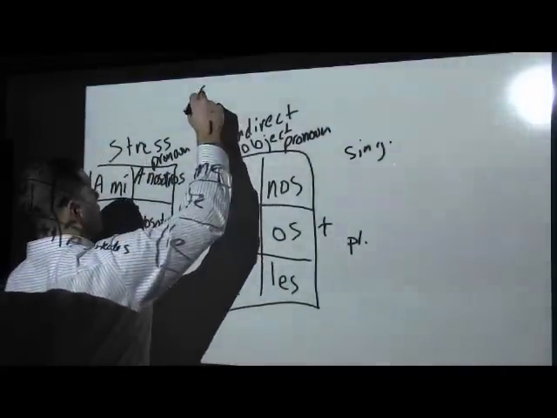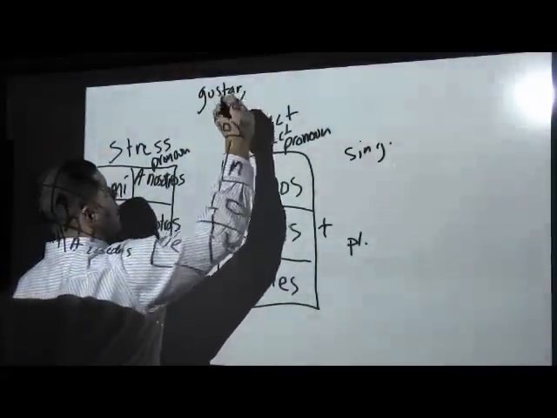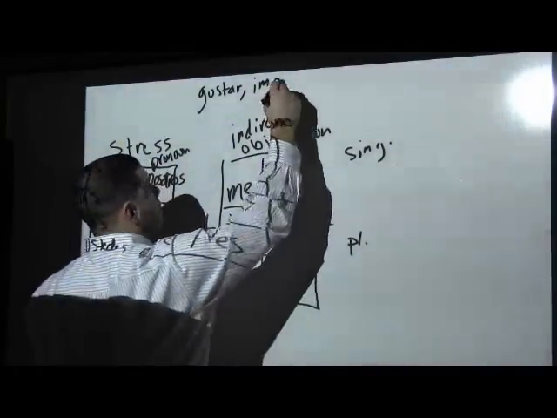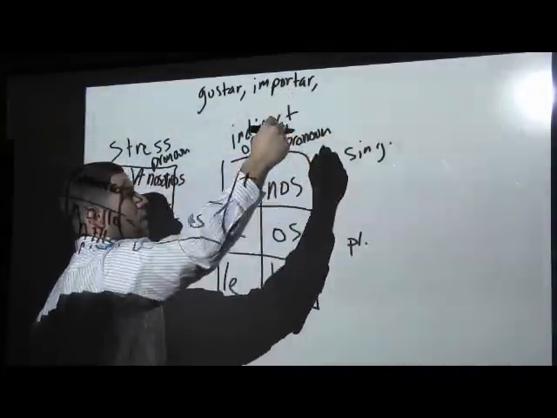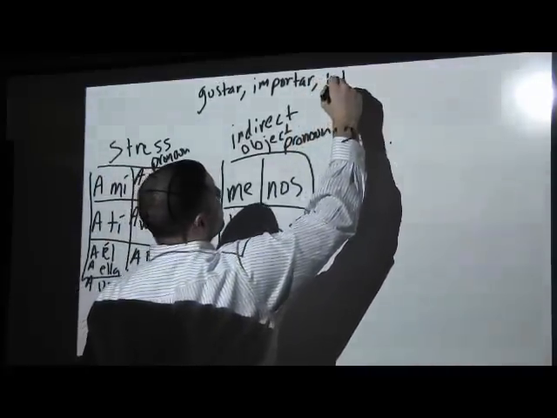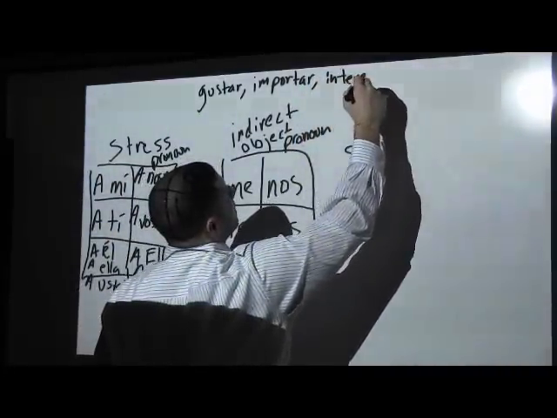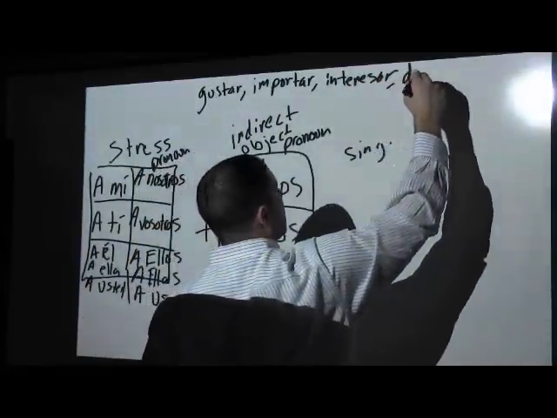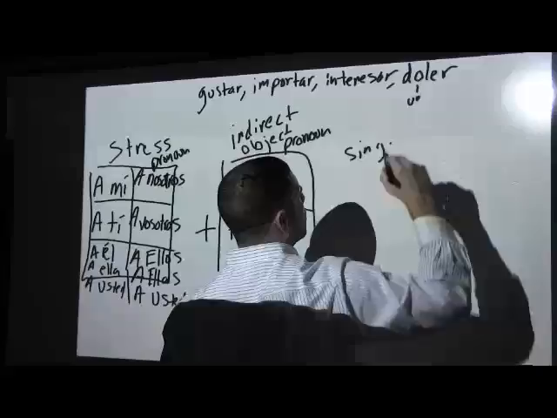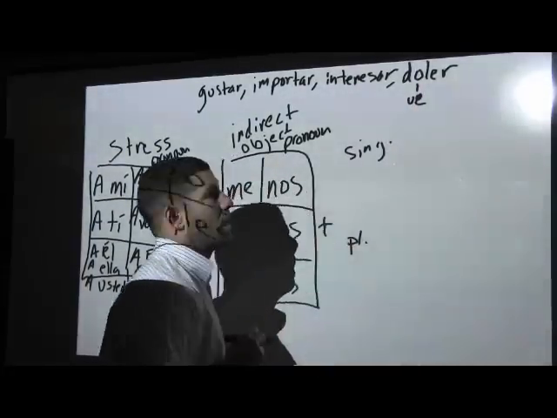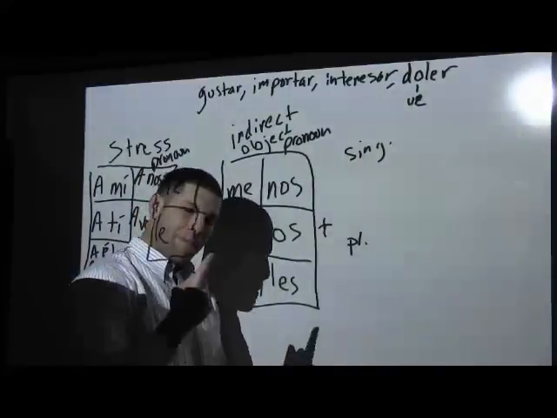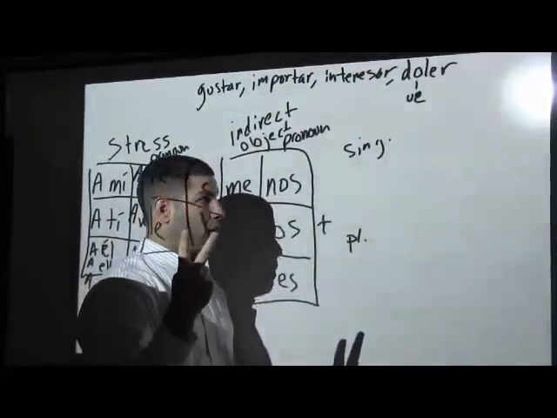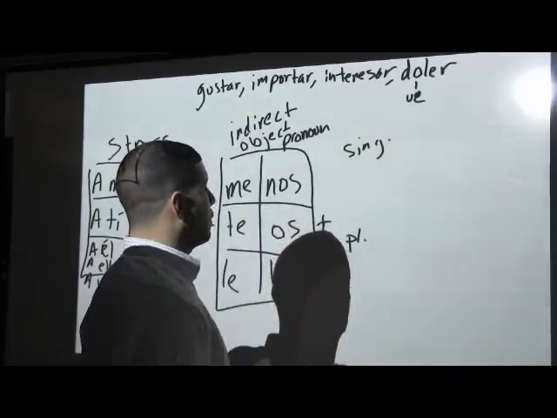Other verbs like gustar, you got importar, which is to be important. So baseball is important to me. It's a cognate. Interesar is to be interesting. Doler, to be painful, is actually a boot verb also. We have another video on boot verbs if you want to check that out. So, say, a mí me duele el dedo. A mí me duelen los dedos. You have 2 of them. The fingers are painful to me.